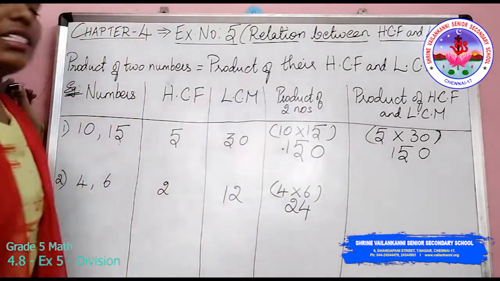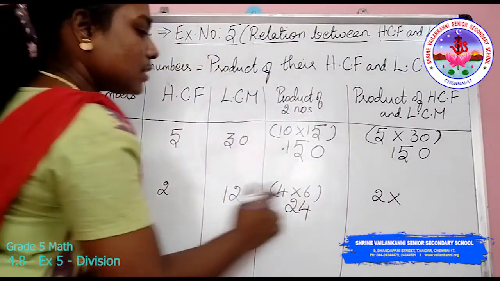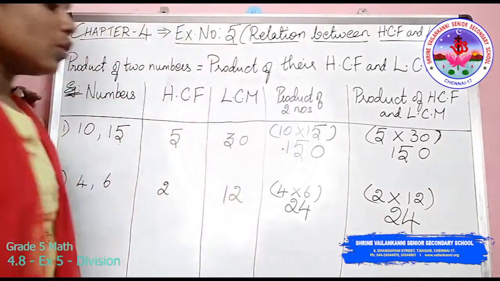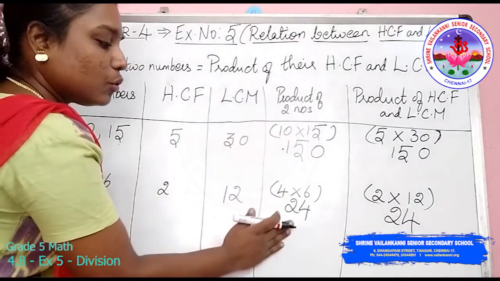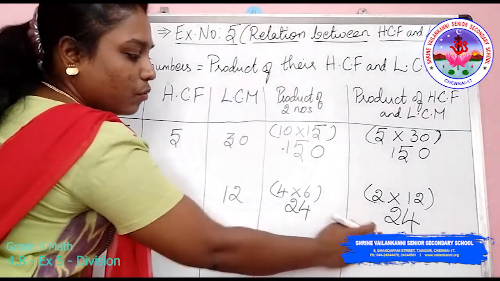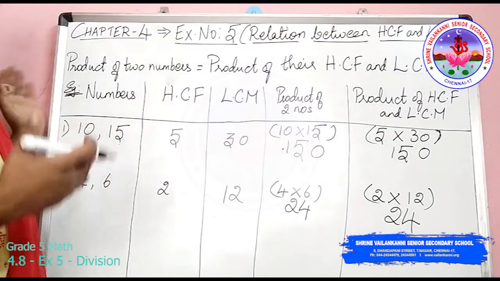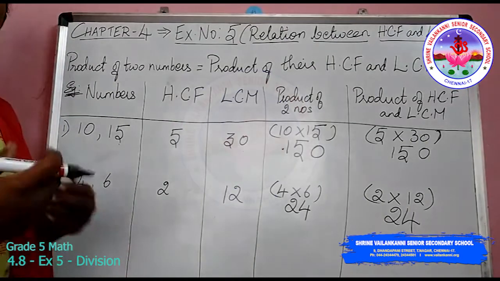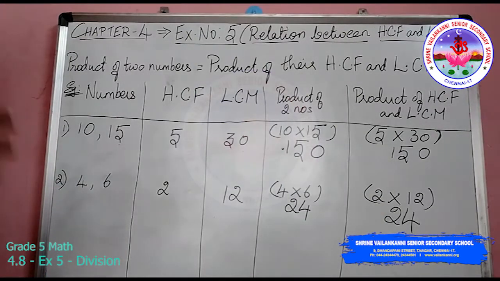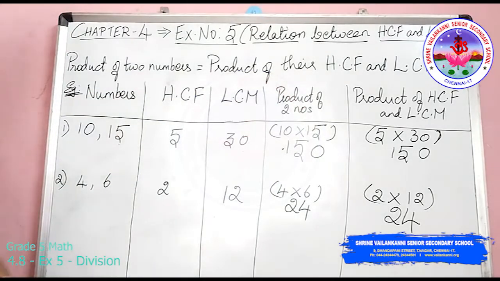Now the product of HCF and LCM. The HCF value is 2 and the LCM value is 12. 12 twos are 24. So even here, the product of two numbers is 24 and also the product of HCF and LCM is 24. Both the values are the same. That means the product of the two numbers and the product of their HCF and LCM are equal. Okay, we'll now see another form of question based on this relationship between HCF and LCM.